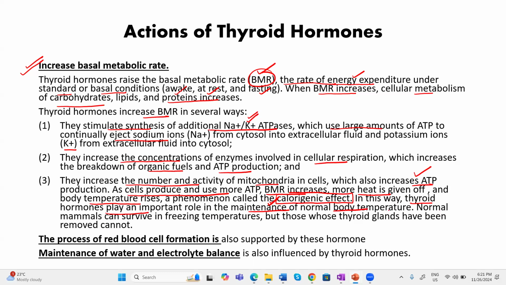Is it clear? Now, another role of the thyroid hormone is for the formation of RBC. They support the process of the formation of RBC. Third, they are able to maintain the water and electrolyte balance also.